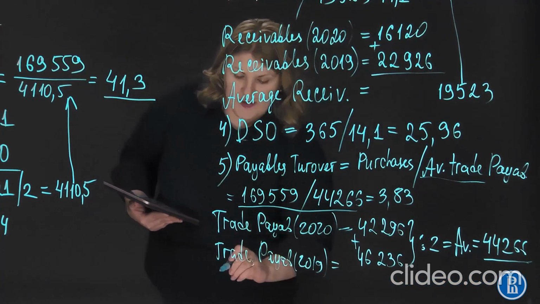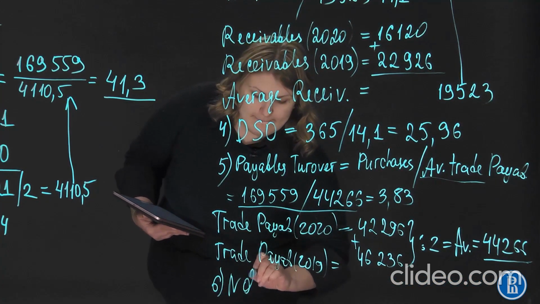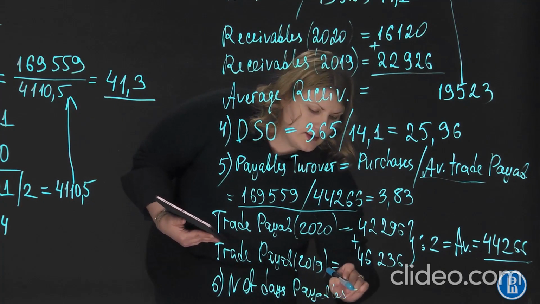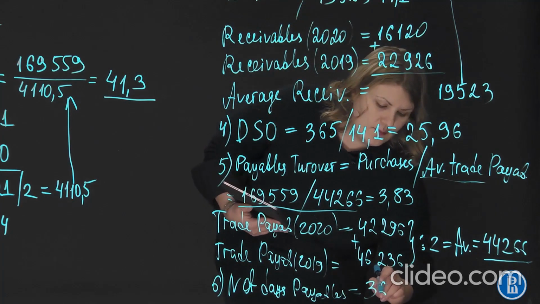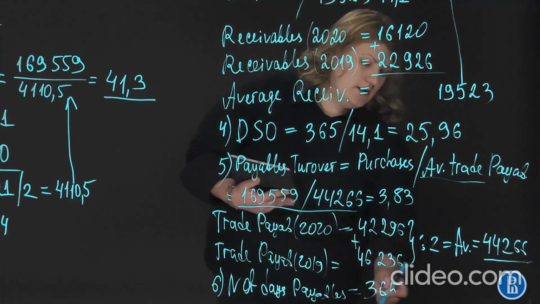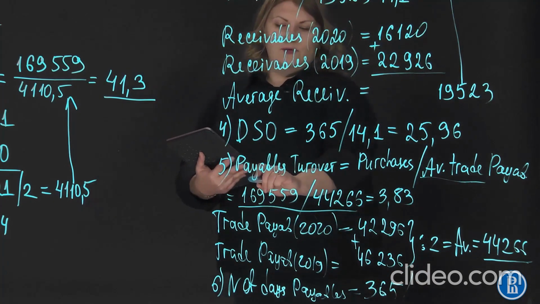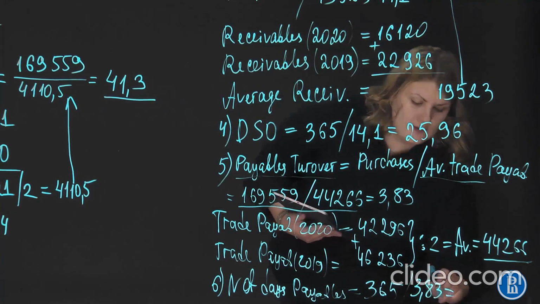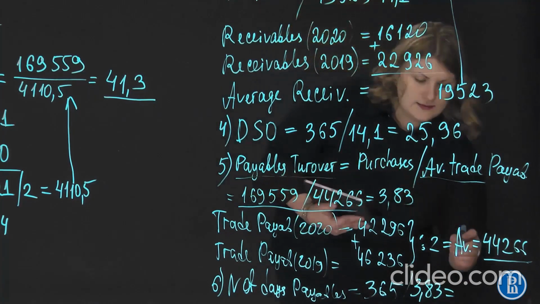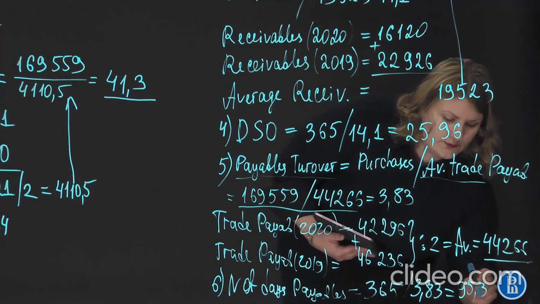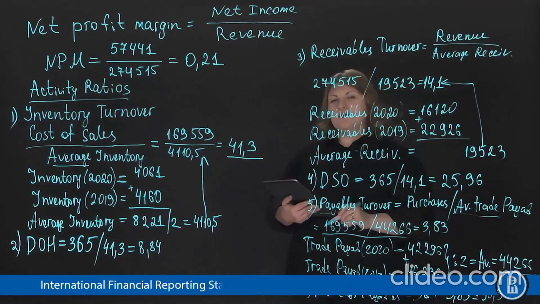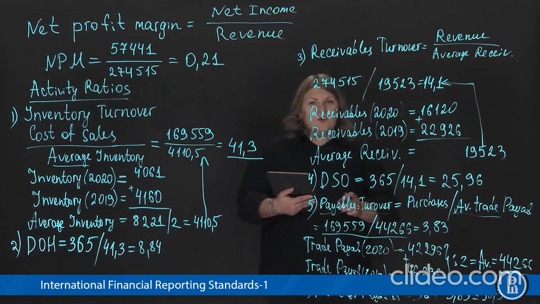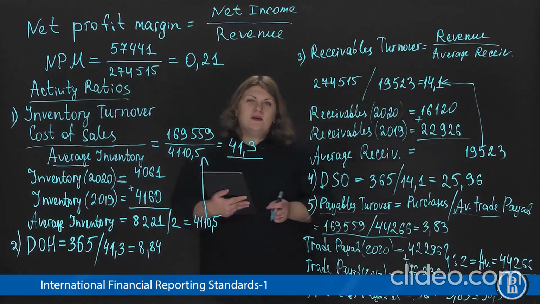Now, number of days payables. Number of days payables can be easily found by dividing the number of days in the year, in the period, over our found payables turnover, which is 3.83. And we get here 95.3 days for payables, which represents the number of days, average days, for which the company pays its liabilities.